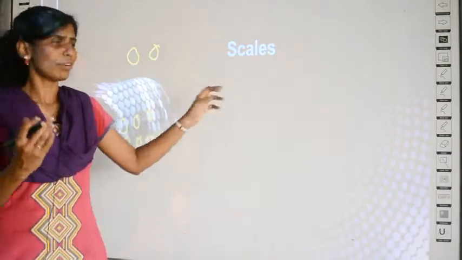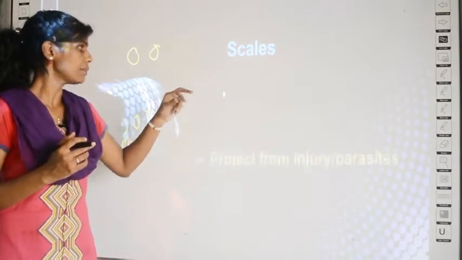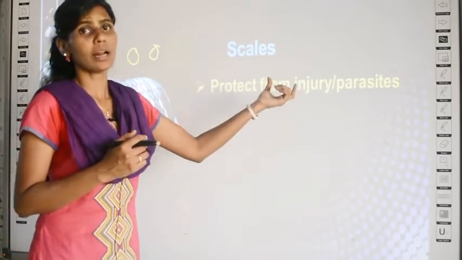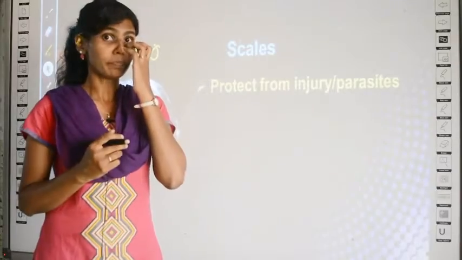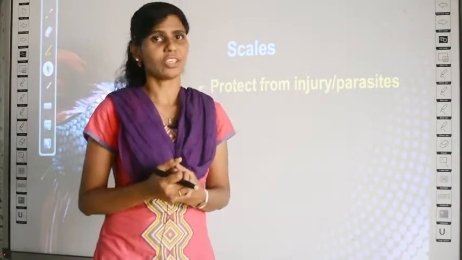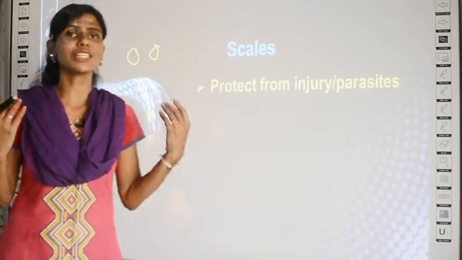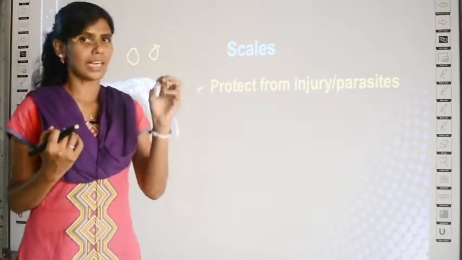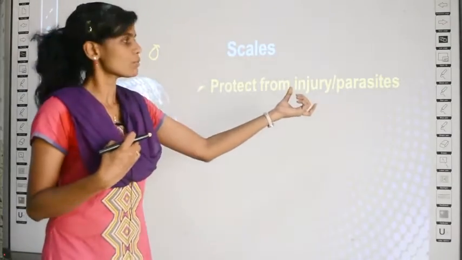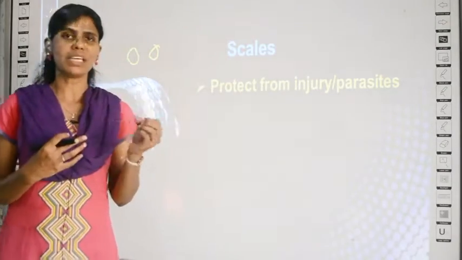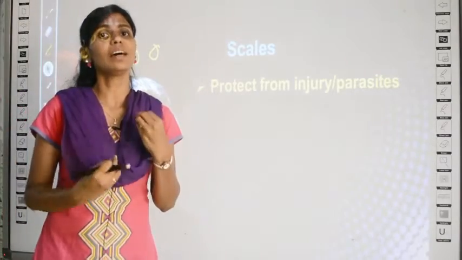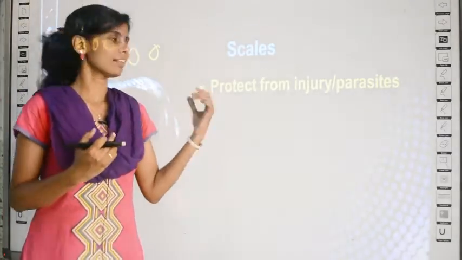So what is the advantage of scales? How does it help the fish? They protect the fish from injury or parasites. Suppose if you have a helmet on your head, you are prevented from injury, right? Similarly, fishes have scales so that if something attacks, it will not directly hurt its skin, and also it protects from parasites, from its enemies. So when you touch the fish, it is so hard so that the enemies will not attack the fish.